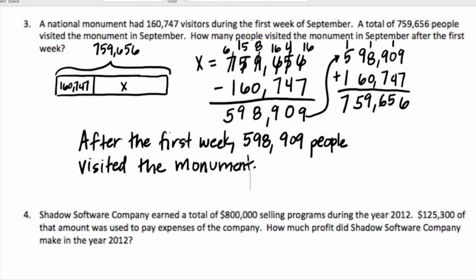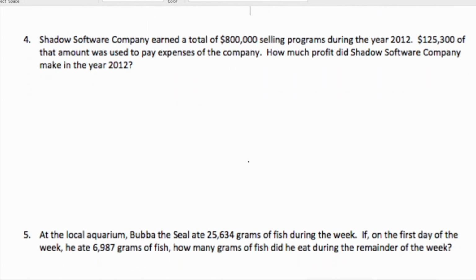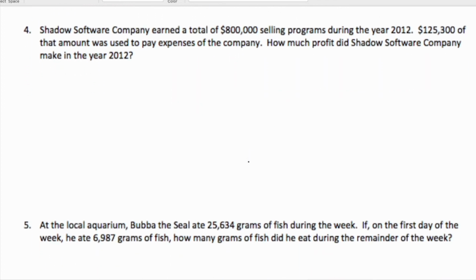On to number 4. Shadow Software Company earned a total of $800,000 selling programs during the year of 2012. $125,300 of that amount was used to pay the expenses of the company. How much profit did Shadow Software Company make in the year 2012?